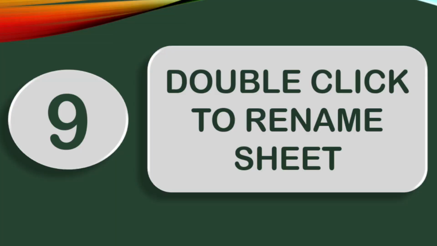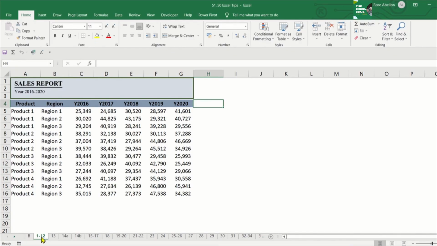Double-click to rename a sheet. The basic way to rename a sheet is to right-click on the sheet name and choose Rename, and then type the new name. But the faster way to do it is to double-click on the sheet name and type in the new name.